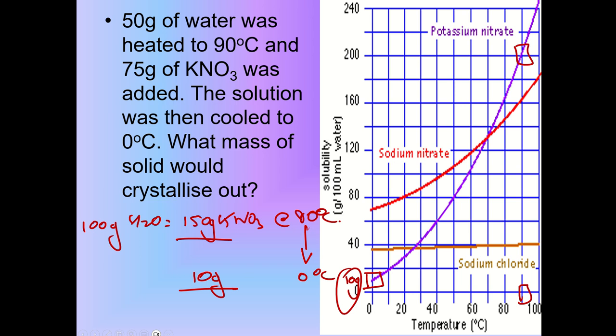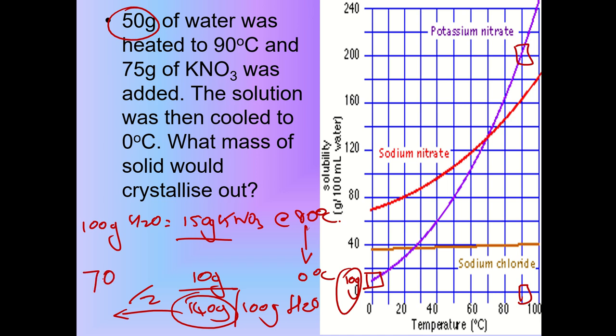So when we cool that down, we get 140 grams dissolving out. But remember, that's in 100 grams of water. The question is only per 50 grams of water, so it's 140 grams divided by 2. So the answer would be 70 grams.